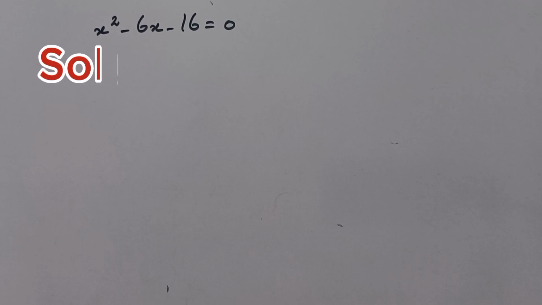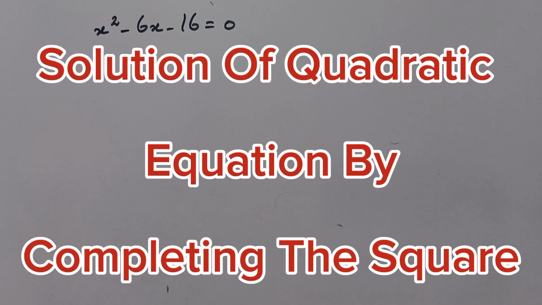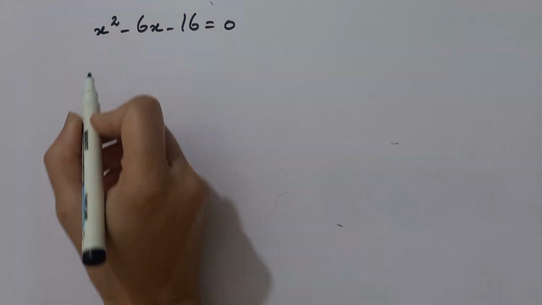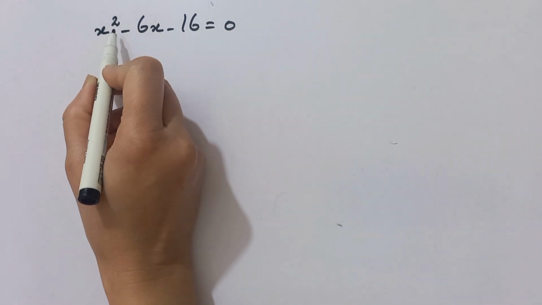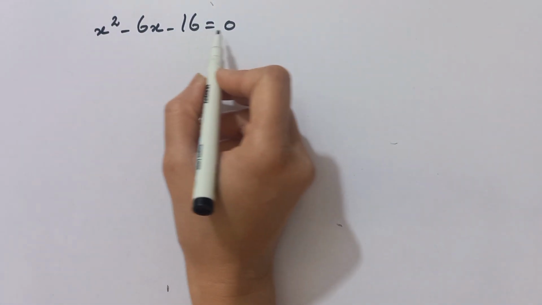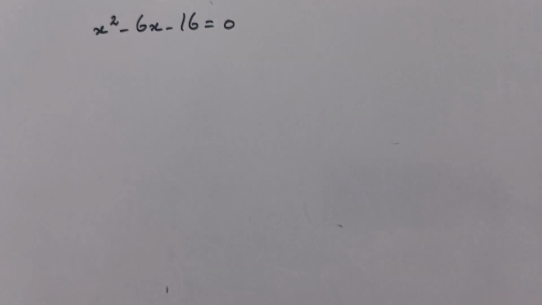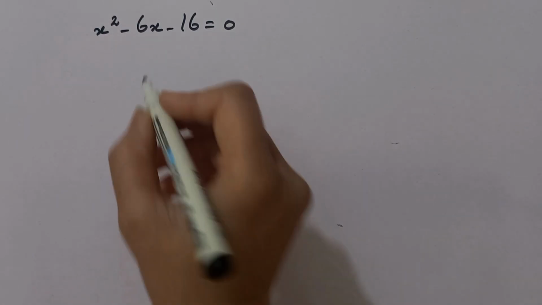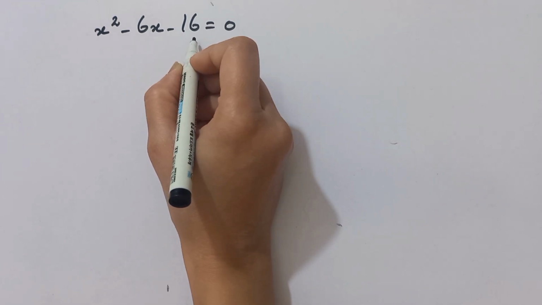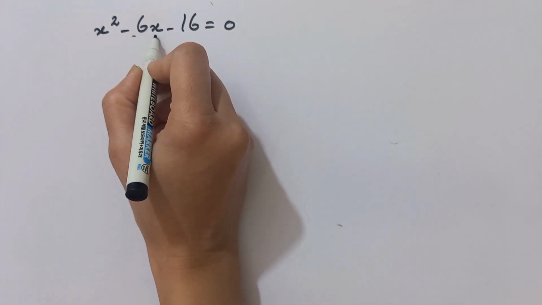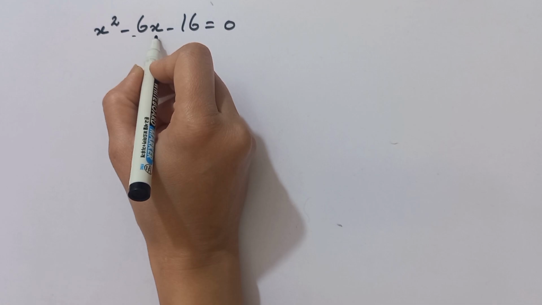Hello everyone. Let's solve a quadratic equation by completing the square. We have this quadratic equation x squared minus 6x minus 16 equal to 0. Now this equation is a perfect square if minus 16 is the square of half of the coefficient of minus 6x.